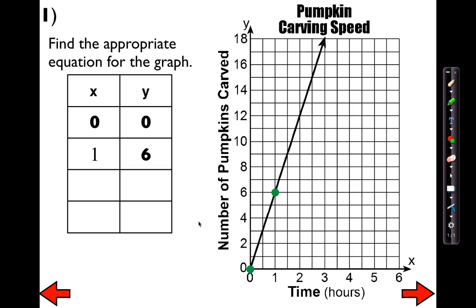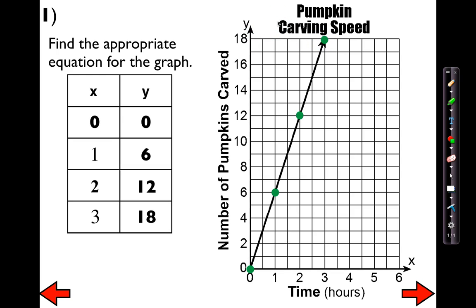Now, is it wrong to use this ordered pair as well? Absolutely not. But if I had a choice between fractions and whole numbers, for the most part, I will always choose whole numbers. So same thing here. This one's technically 1.5, 9. I can definitely use that. However, I think this might be a better choice, which would be 2, 12. And then the last one I see, again, I could use this one, which would be 2.5, 15, but I think this one would be easier, 3, 18.